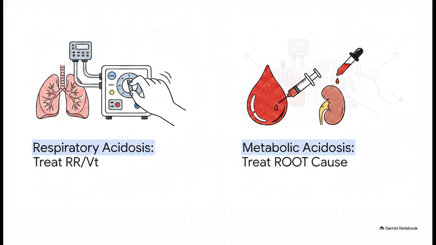If the ABG shows respiratory acidosis, meaning high CO2 and low pH, you can fix that directly with the vent by increasing the respiratory rate or tidal volume. But if it's a metabolic acidosis driven by low bicarb, tweaking the vent isn't the cure. You have to treat the underlying systemic cause, like DKA or renal failure, while just temporarily using the ventilator to support their compensatory hyperventilation.